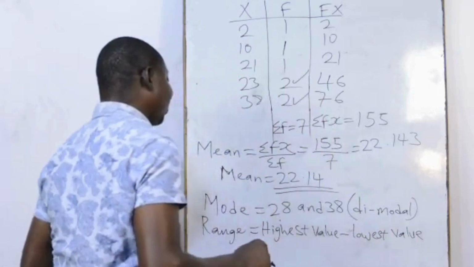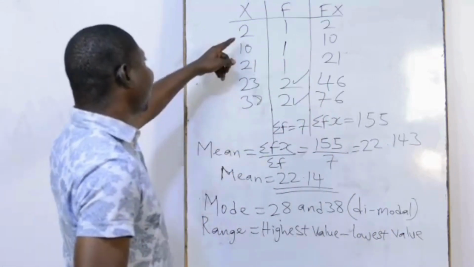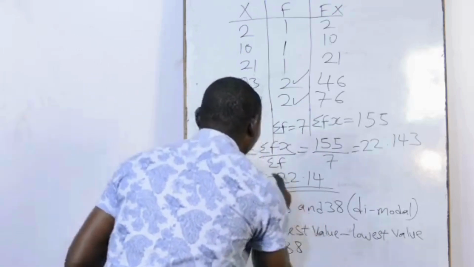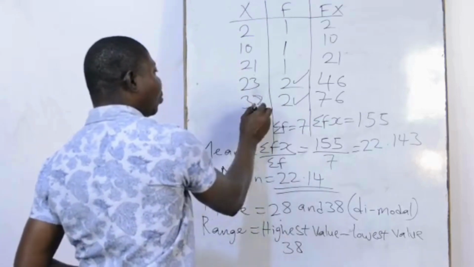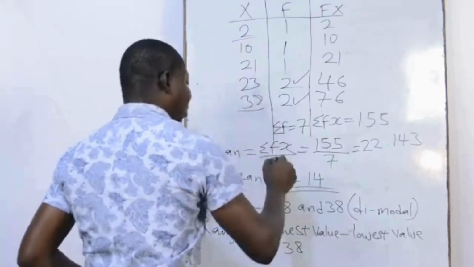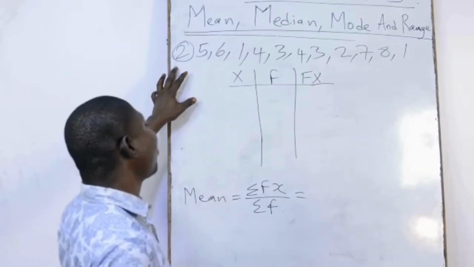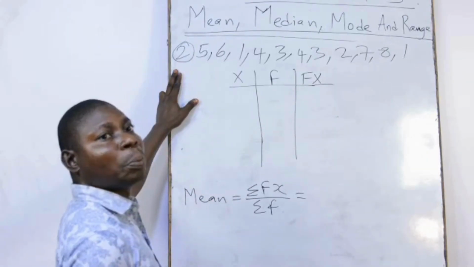Range is highest value minus lowest value. Check which one is the highest. Highest is 38. You can see this is the highest one, while this one is the lowest. So 28 is another one, another question under the group data.